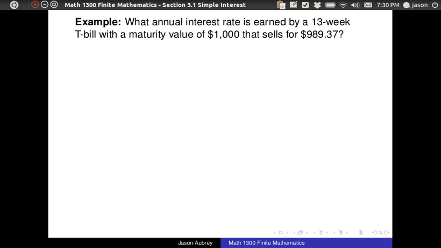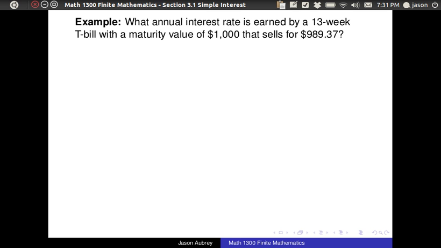Now again, the key thing about these Treasury bill problems is they're not so hard to solve, but you just have to learn to identify what phrases in the problem correspond to which variables in the formula. So the question is, what annual interest rate is earned by a 13-week T-bill with a maturity value of $1,000 that sells for $989.37? The idea here is that you're going to buy this Treasury bill from the government for $989.37. So 989.37 is the amount that you're going to invest. So that's going to be your P. The total amount you're going to get back is the maturity value.